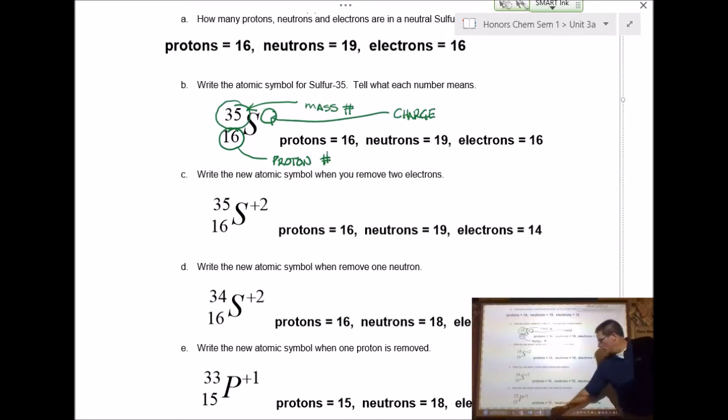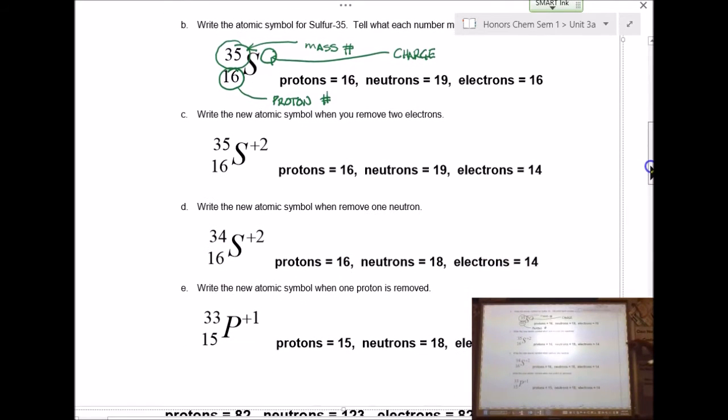And then looking at part D, it says remove 1 neutron. When we remove 1 neutron, I went ahead and did that, keeping in mind that when we add those 2 values together, that gives us our mass number. So the mass went from 35 to 34. Charge remains the same. The number of protons remains the same.